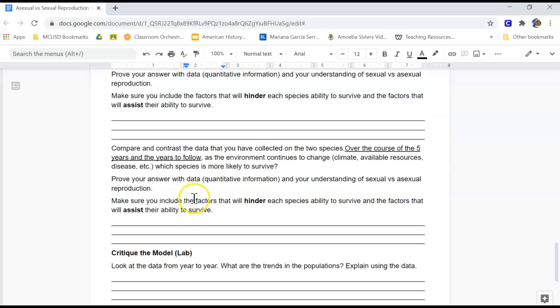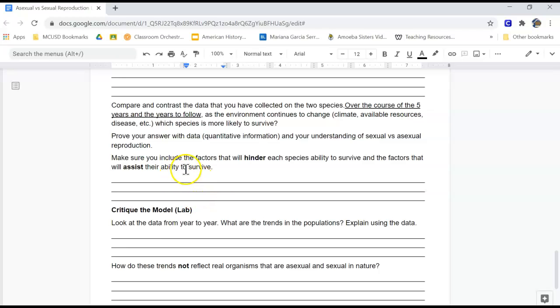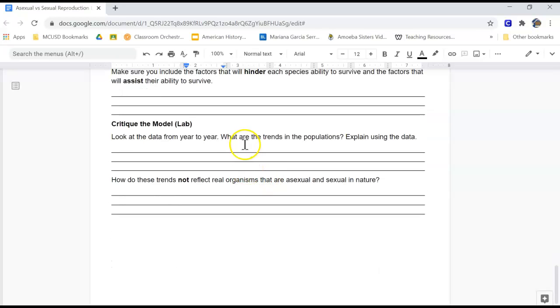and years to follow. You're going to include factors that could hinder each species, like for instance, if there's too many of a specific species in an area, could that hurt the species because there's not enough resources for it, such as food and water? You're going to look at the data. What are the trends in populations? And how do these trends not reflect real organisms that are asexual and sexual in nature?